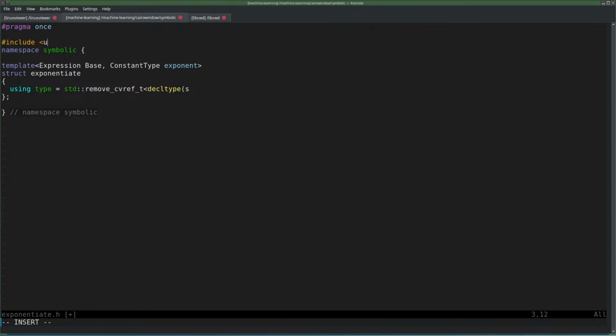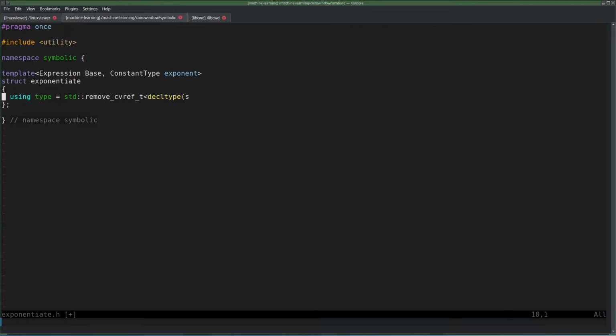To show the utility. Utility. I think that was needed for which one? So also using this one. Now I've got a declaration. Yeah, value it was, and then template parameter base to the power standard declaration value. Yeah, constant type. What? Exponent.